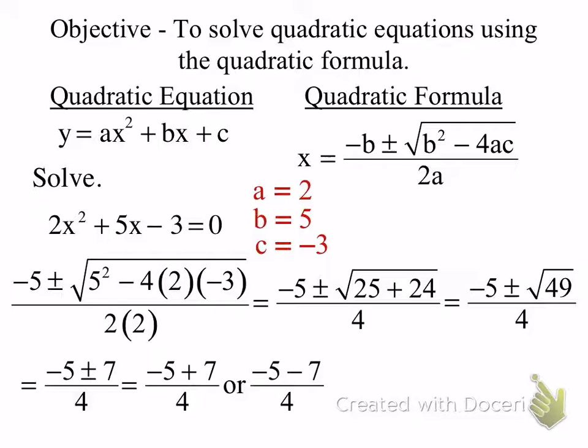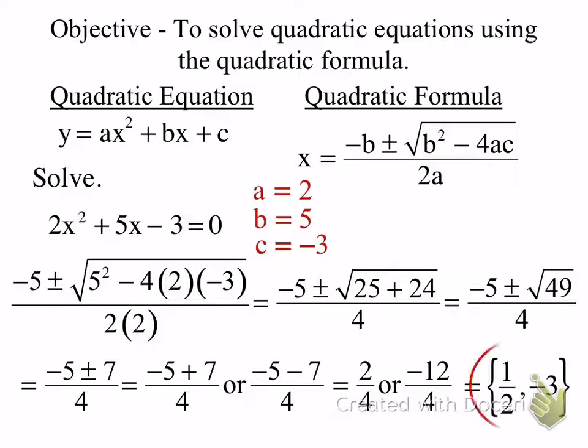Negative 5 plus 7 is 2 over 4, which reduces to a half. And negative 5 minus 7 is negative 12 over 4, which reduces to negative 3. And these are my two solutions. Yes? Where did you get negative 7 minus 7 from? I didn't get negative 7 minus 7. I got negative 5 minus 7. Oh, you see. Okay? It's negative 5 minus 7.